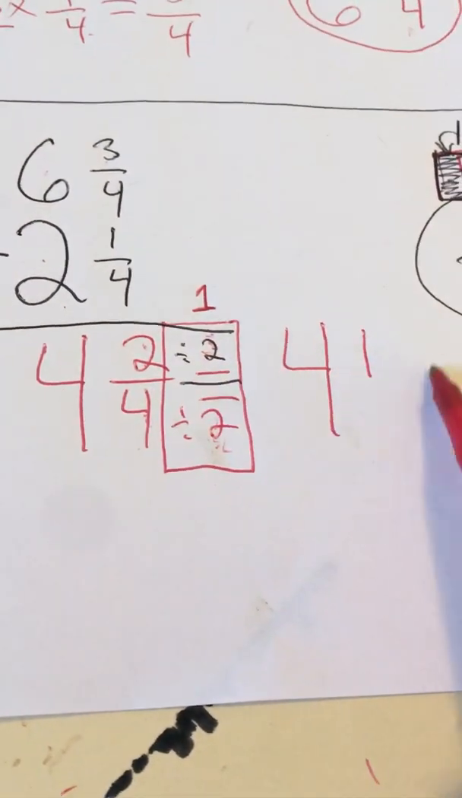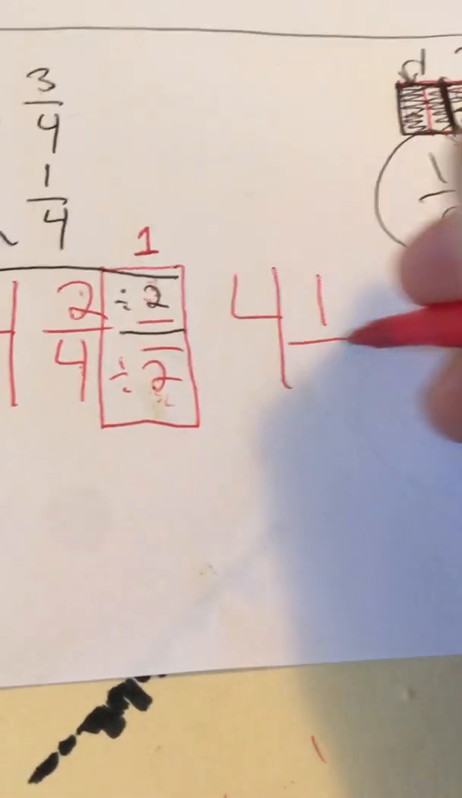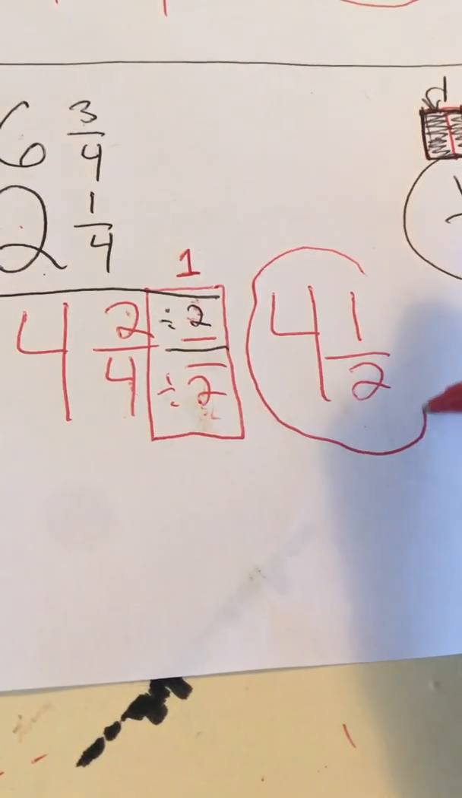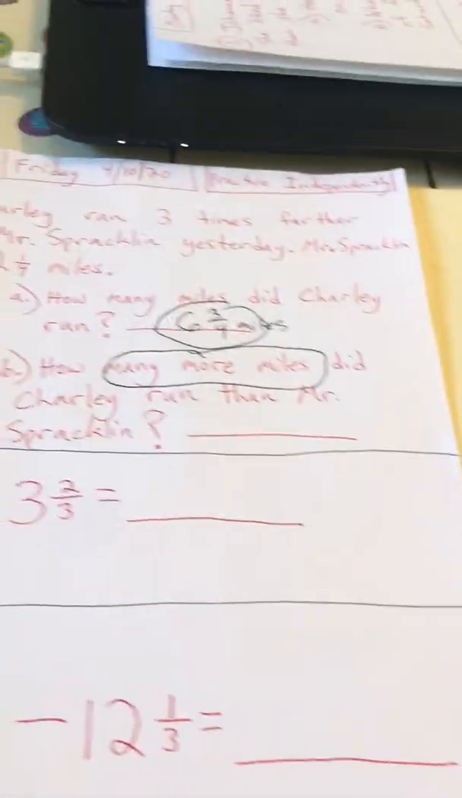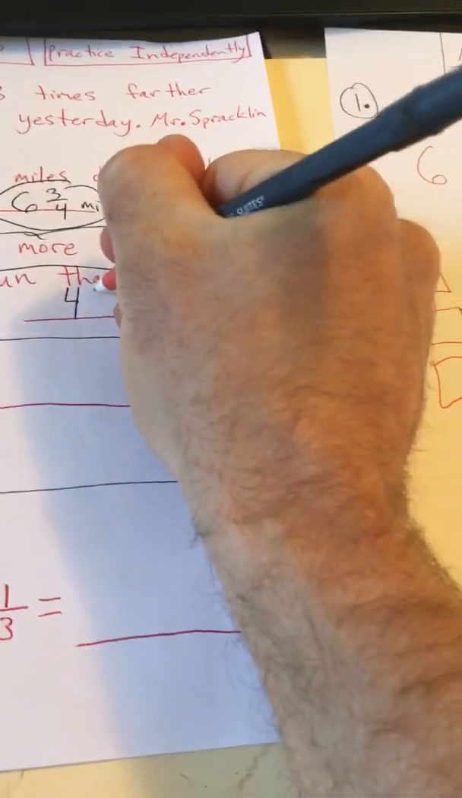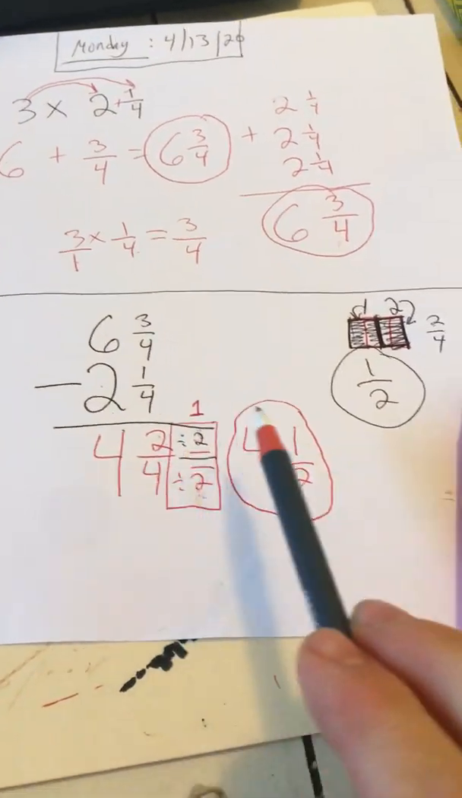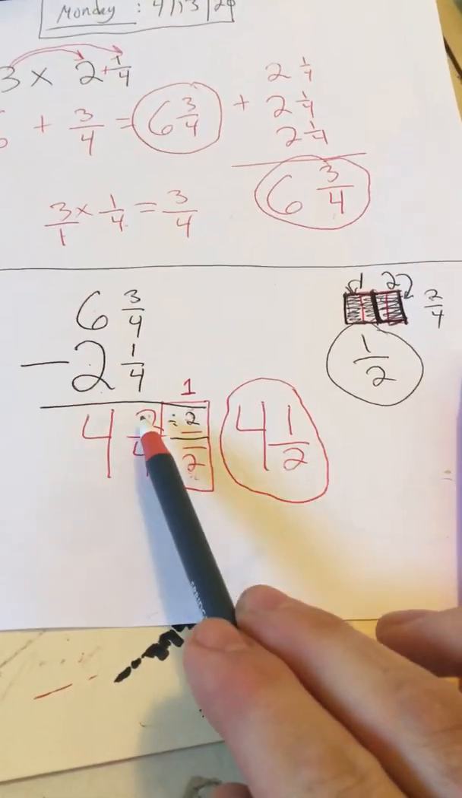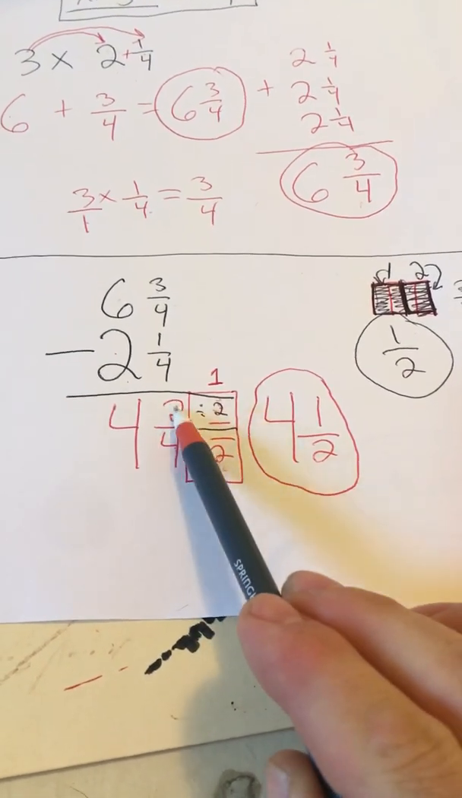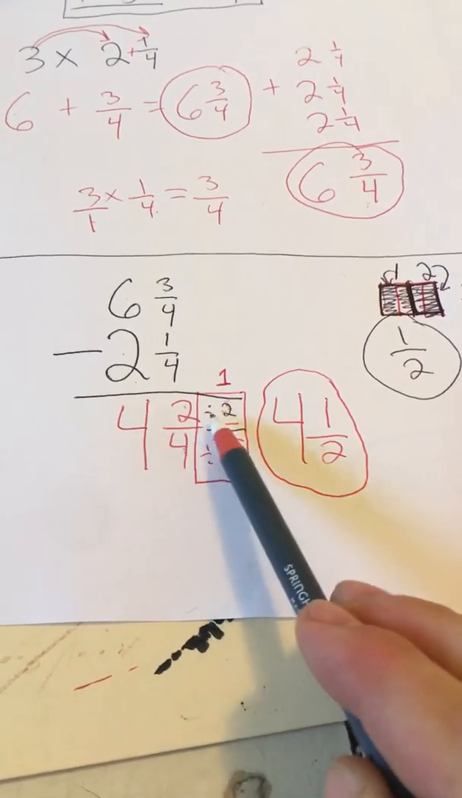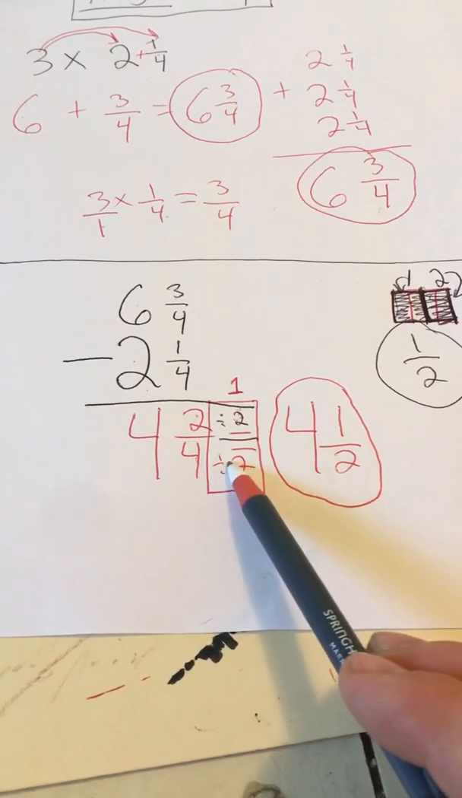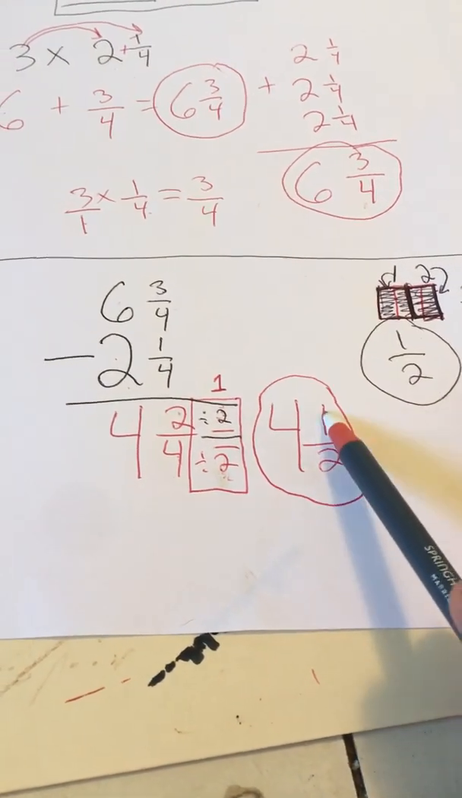So 2 divided by 2 is 1, and 4 divided by 2 is 2. So our answer here is 4 1/2. So that's how many more miles Charlie ran than me. If you put 4 2/4, then great job. It doesn't tell you to simplify, but we want to get in the habit of simplifying. 2/4 can be written in simplest form as 1/2. So whenever you have a fraction, you should always check, can I simplify these? Can I divide these both by the same number to make them a little bit simpler in numbers?